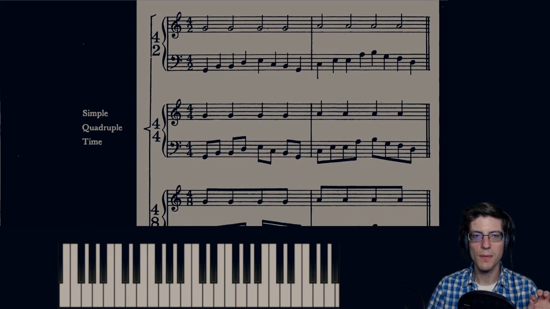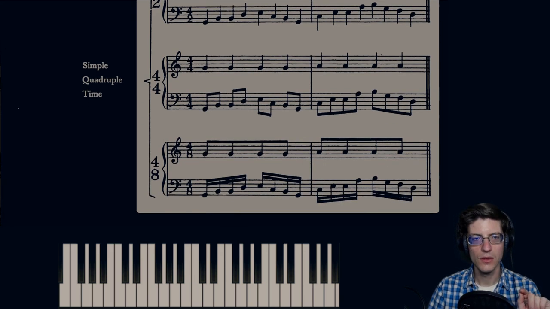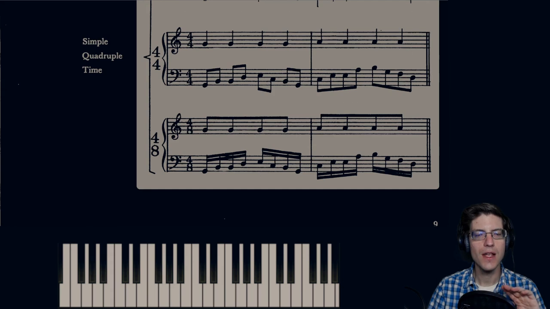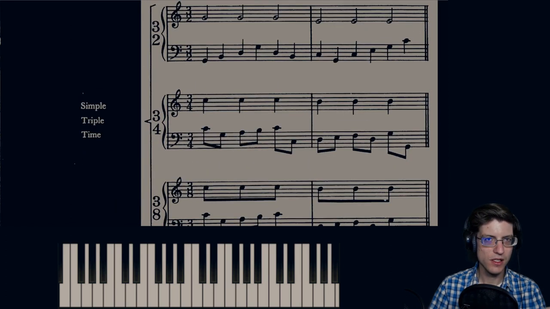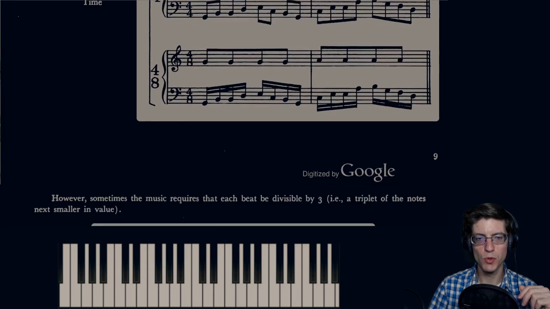Simple quadruple time. So you see now we're in 4. There are four divisions. The half note gets the beat. The second one down, the quarter note gets the beat. Still quadruple time. And then finally, the eighth note gets the beat. So those are simple quadruple time. So simple duple time, simple triple time, and simple quadruple time.